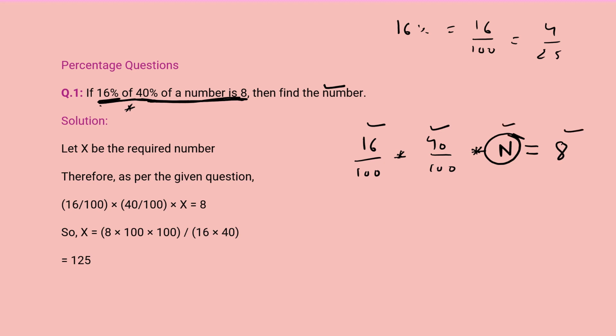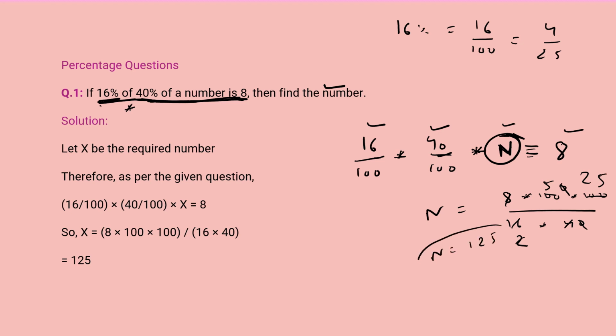If you have any doubts, then please do comment so that I can clear your doubts. So 16% of 40% of a number is 8. Then what is the number? So how will you calculate it? You just multiply 8 into 100 into 100, and then you divide by 16 and then 40. So how much would it be? This is 2, this is 50. You can cancel the 0 here. This is 25, so n is equal to 125. So this is the answer. So the number is n equals 125.